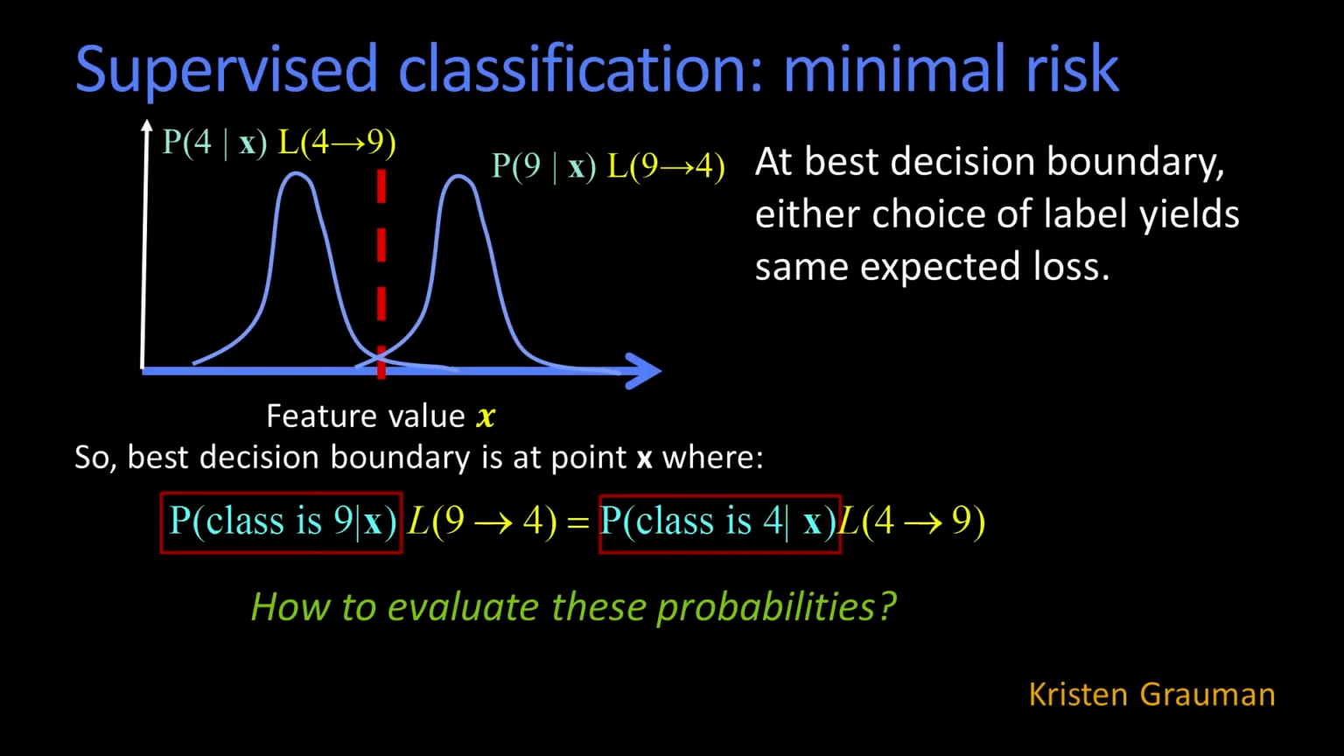So I know what my losses are. The thing that I don't know is the probabilities. For a given x, how do I actually know what the probability is that it's a 4? I have to somehow learn that or know that. So who's going to help me?